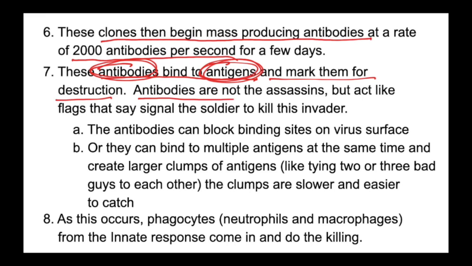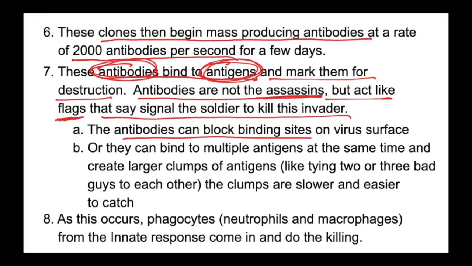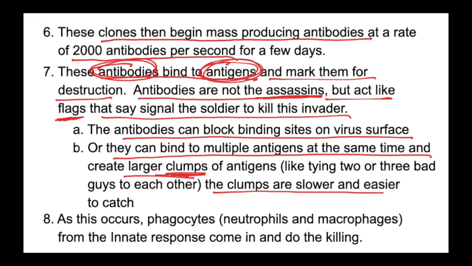Now, antibodies are not the killers, but they basically raise flags that tell the soldiers to come in. What the antibodies do is they block binding sites, or they can start binding to a bunch of different viruses at the same time and create clumps. These clumps slow down, they're easier to catch. And then the phagocytes come in, the neutrophils or the macrophages, and they do the killing.